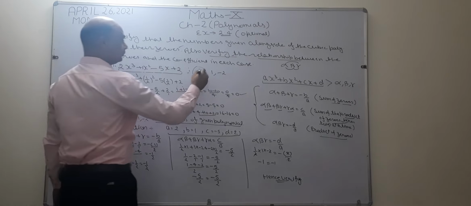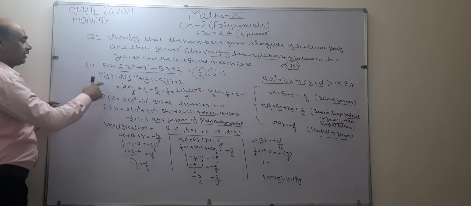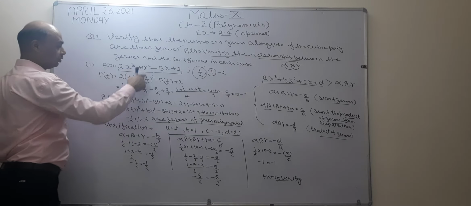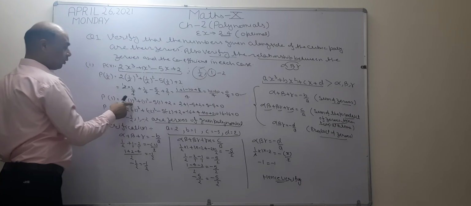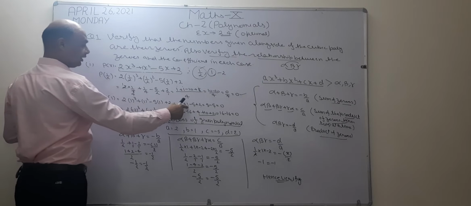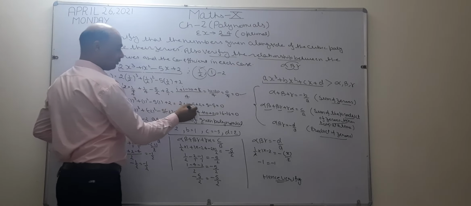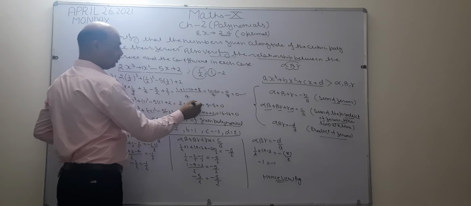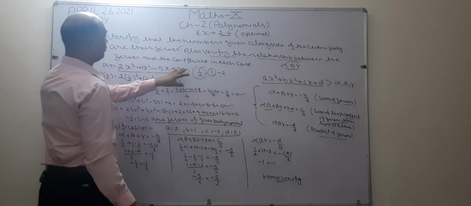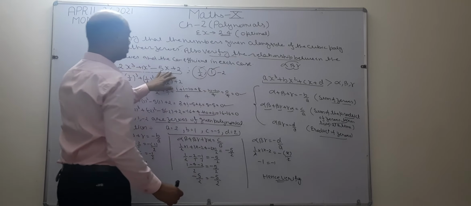Now I want to check whether 1 is a zero or not. Now see, what I do: instead of x, I write 1. Similarly, 1 cube, 1 square and 1. Cube of 1 is 1, 2 ones are 2. Square of 1 is 1, written 1, 5 ones are 5, and plus 2. Now these three terms are positive: 2 plus 1 is 3, 3 plus 2 is 5, 5 minus 5 becomes 0. Now see, after substituting the value 1 in this polynomial, the answer becomes 0. It means 1 is also a zero of this polynomial.